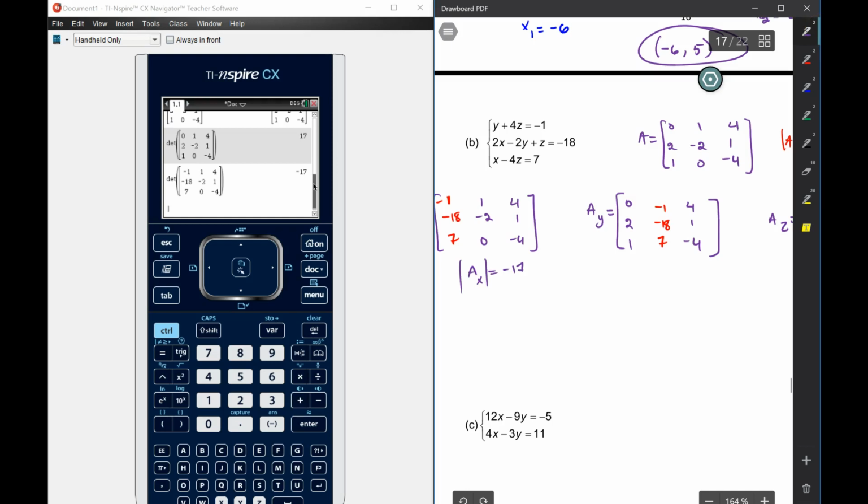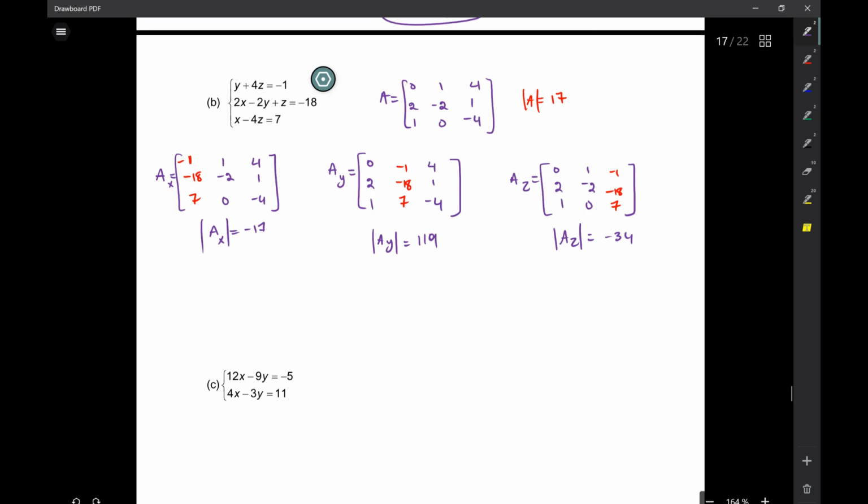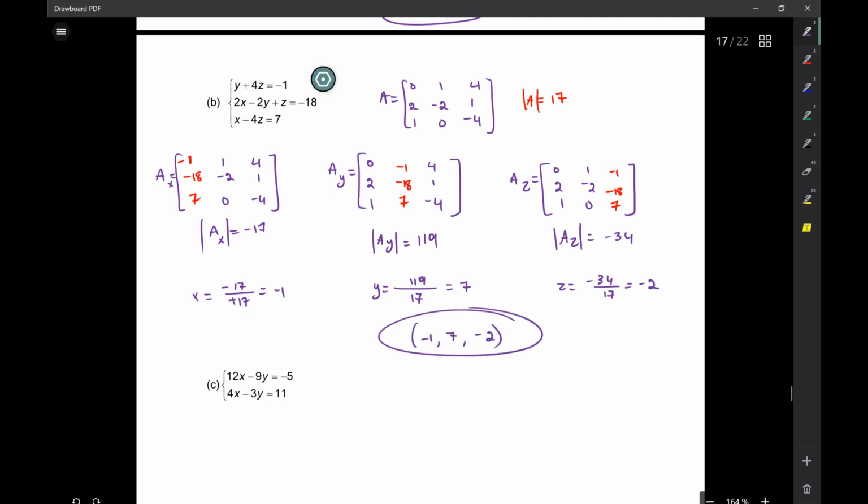Okay, and now you need to do the same thing for Ay and Az. So 119. So now x is -17 over +17, which is -1. y is 119 over 17, 7. z is -34 over 17, -2. So, -1, 7, -2. Isn't that cool?